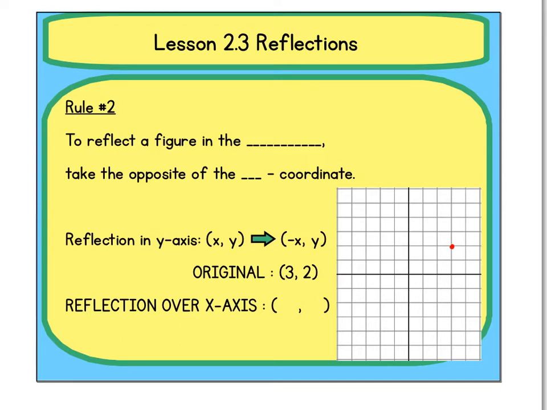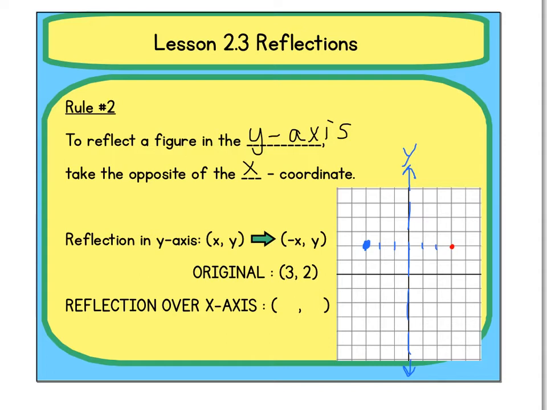Rule number 2: to reflect a figure in the y-axis, we have to change the x-coordinate. So our original point, we're going to start here. This time we're going to flip it across the y-axis. So I'm going to just highlight the y-axis. Remember, we said that the y stands tall, so that's the one that goes up and down. First, we want to figure out how far away this point is from our y-axis. Well, if I'm looking, it's 1, 2, 3 units away. So I'm going to have to go 1, 2, 3 units away in the opposite direction and make my point.